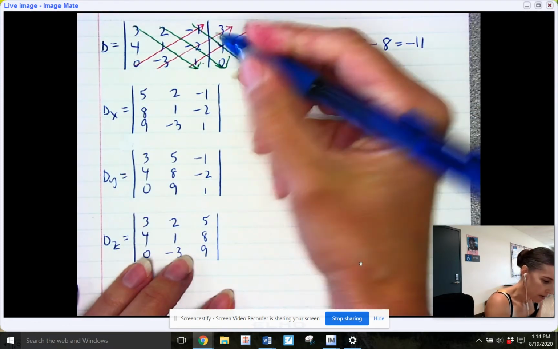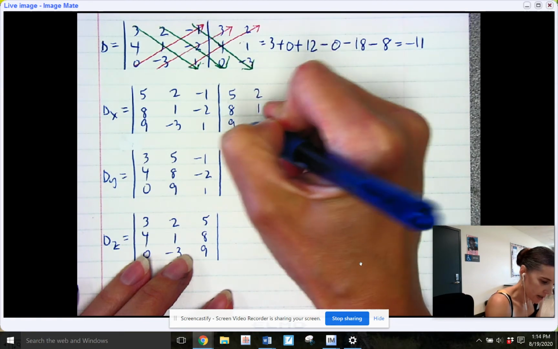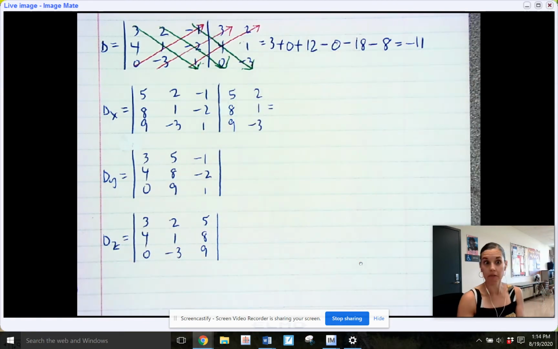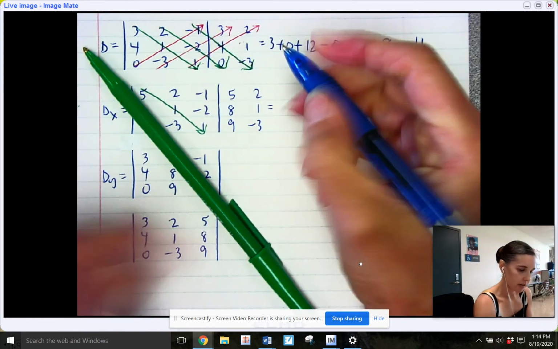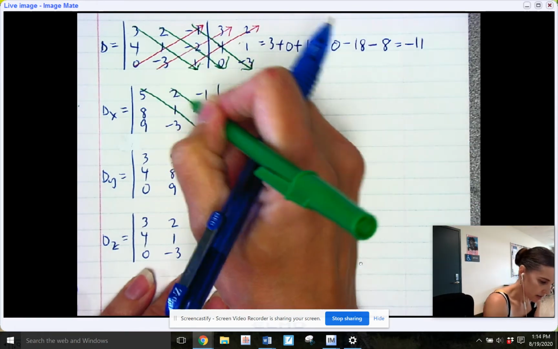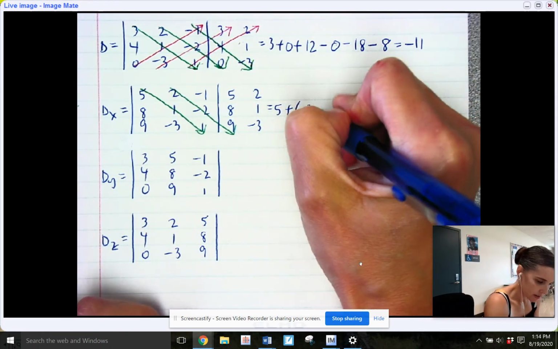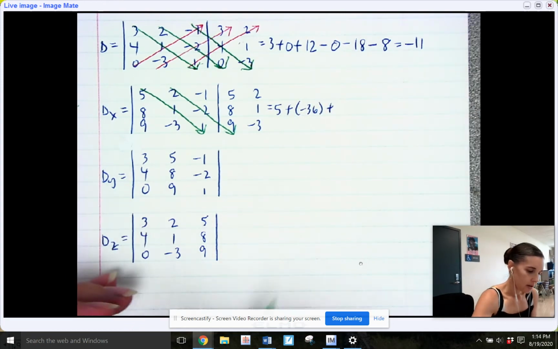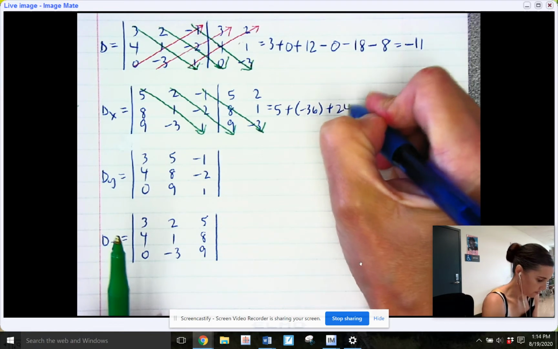columns. So I've got my 5, 8, 9 and my 2, 1, negative 3. So here I go. So 5, 1, 1 gives me 5 plus 2, negative 2, 9. That is negative 36 plus my negative 1, 8, negative 3 is 24.